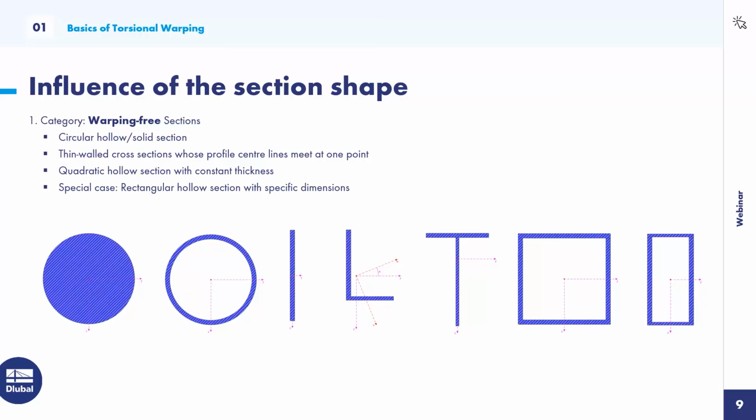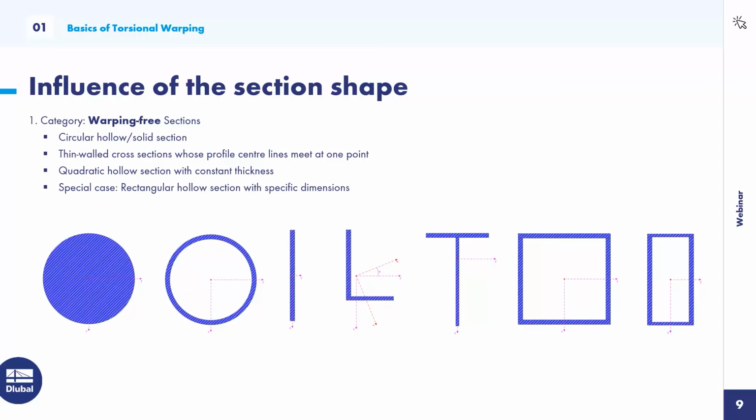So the following sections are perfectly warping-free: the circular hollow or circular solid section, thin-walled cross-sections whose profile center lines meet at one point, like this L profile or the T profile, quadratic hollow sections with constant thickness, or, which is a rather special and academic case, some rectangular hollow sections with specific height to width and thickness ratios.